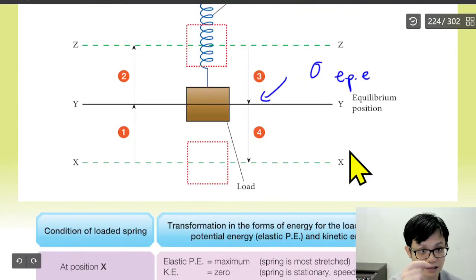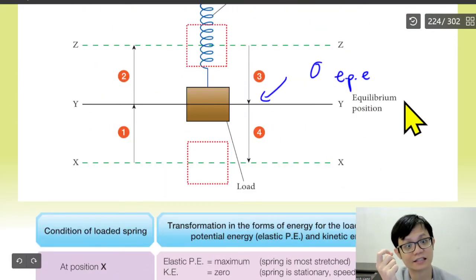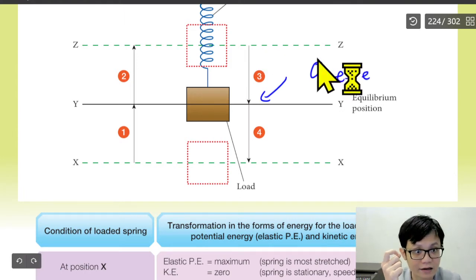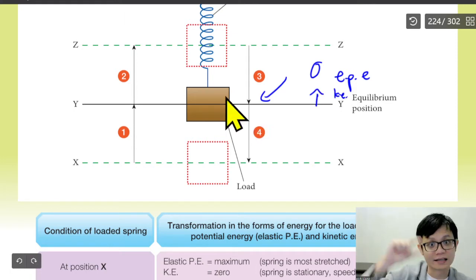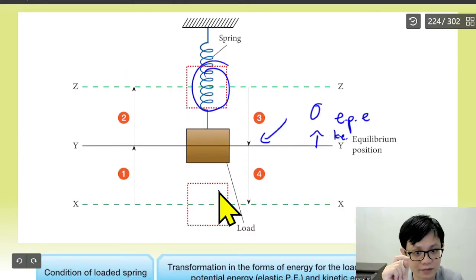But again, the same thing, even though it got zero elastic potential energy, it got the highest kinetic energy, means it is the fastest. You are still moving it, there's a speed. So for up and down, it's the same thing. So I just draw one place, okay? Up and down is the same thing.